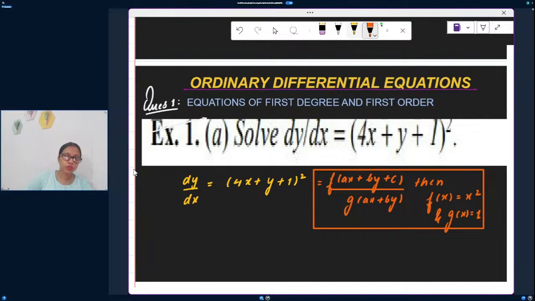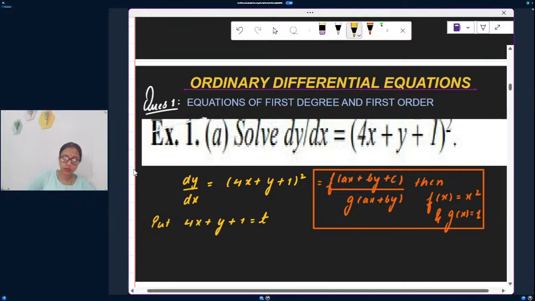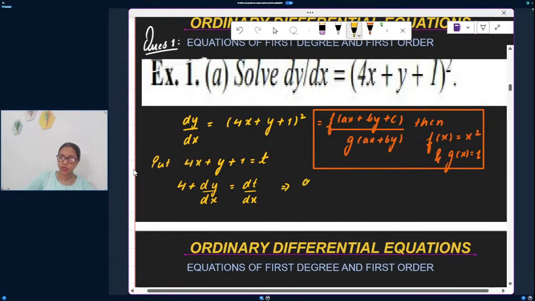What substitution do we need to do? We need to just substitute this entire expression as t. Also make sure that first of all it is not variable separable. Then why are we applying this condition if it is already variable separable? You observe that it is not possible; I cannot separate the variables right now, but this substitution will help us. Put 4x plus y plus 1 equals t. It implies 4 plus dy by dx is equal to dt by dx, which implies dy by dx is equal to dt by dx minus 4.